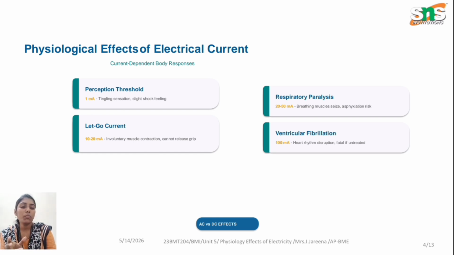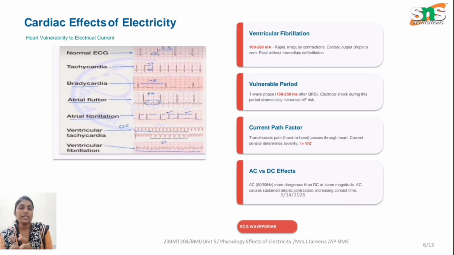A very important point to be noted is that AC current has worse effects than DC. AC current is very dangerous because it is alternating current. It always tends to produce involuntary contraction of muscles alternately, so finally it is very dangerous compared to DC current. So we have to be very serious when we are using AC current.